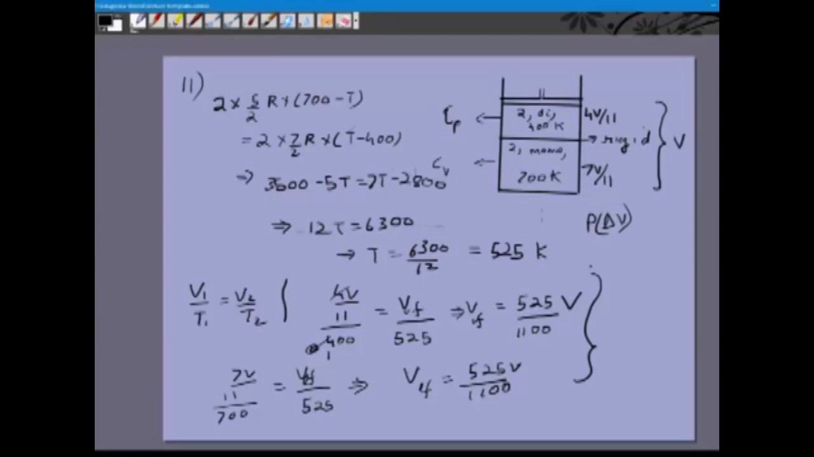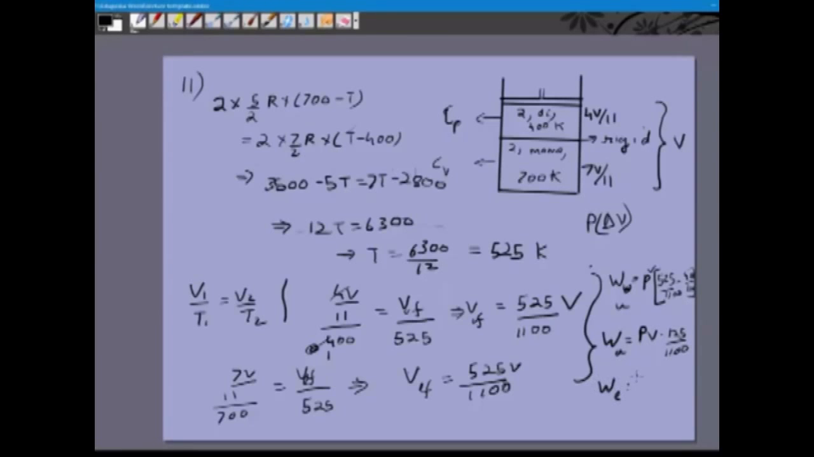So the work done by the upper gas will be P delta V. So P into 525 by 1100 V minus 4 by 11 V, which is 400 by 1100. So this is the upper one. So the work done by the upper one is equal to PV times 125 by 1100.